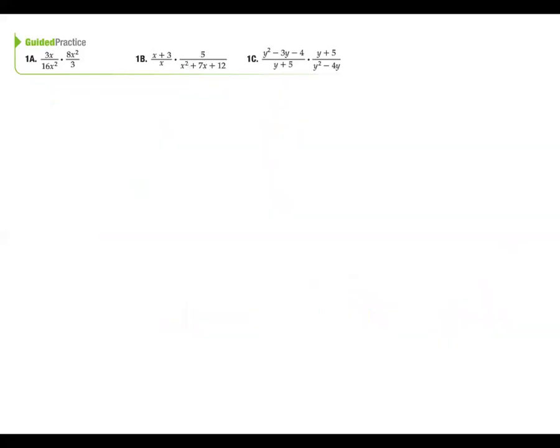All right, and then 1c, let's factor the numerator here. Numbers that multiply to -4 and add to -3. So it would have to be y minus 4 and y plus 1 over y plus 5.